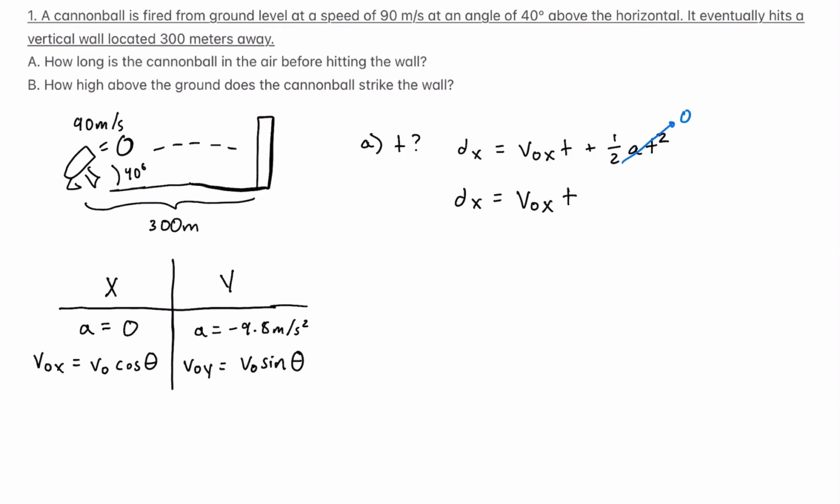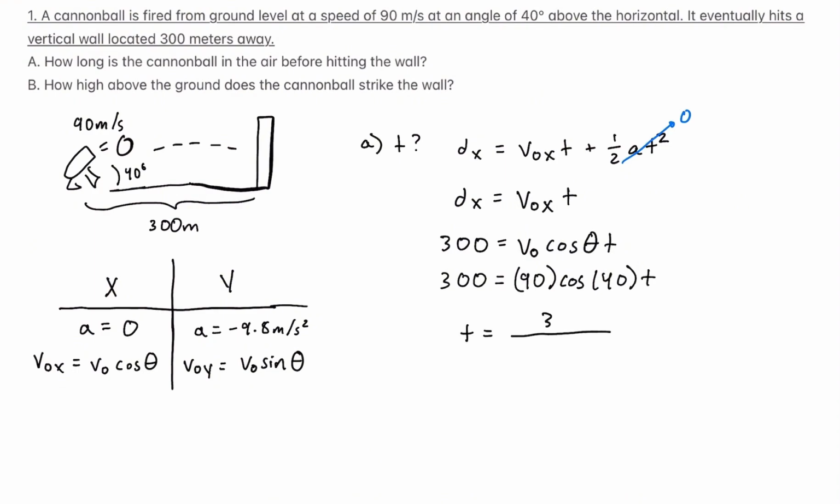And now we can plug in. The cannon is 300 meters away from the wall, and we're given an initial velocity v naught cos theta times t, v naught being 90 meters per second, and cos 40 degrees times t. So isolating t, we get 300 over 90 cos 40, which when we put into our calculator is equal to 4.35 seconds.